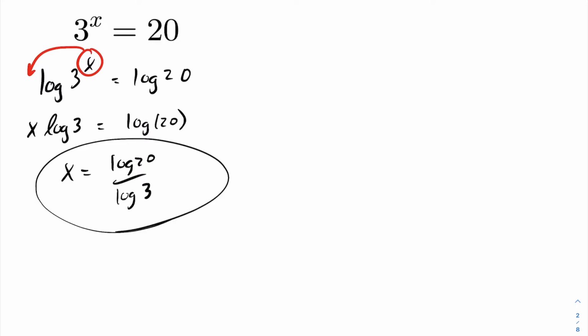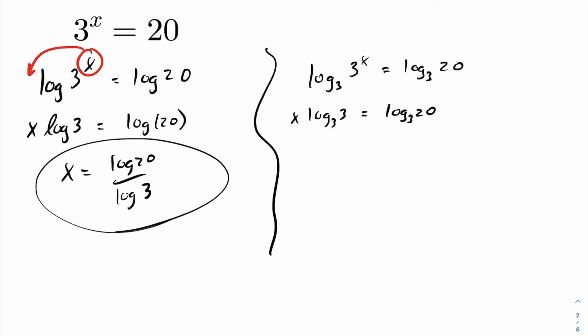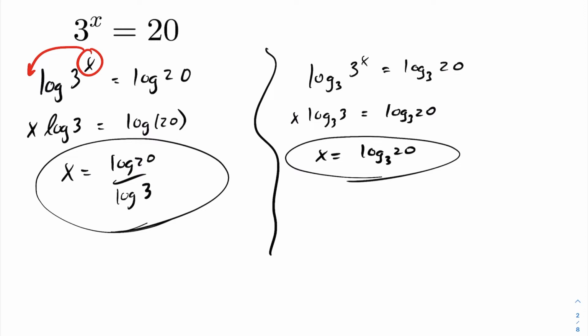Just to show you, if you would have chosen a different base, let's say we chose a base of 3, we would get the following. Once again, we can drop down the x. And log base 3 of 3 is actually equal to 1, so that simplifies a bit. But now your answer in this case would be x is equal to log base 3 of 20. So log base 3 of 20 is going to equal log base 10 of 20 divided by log base 10 of 3. All right, let's take a look at another example.